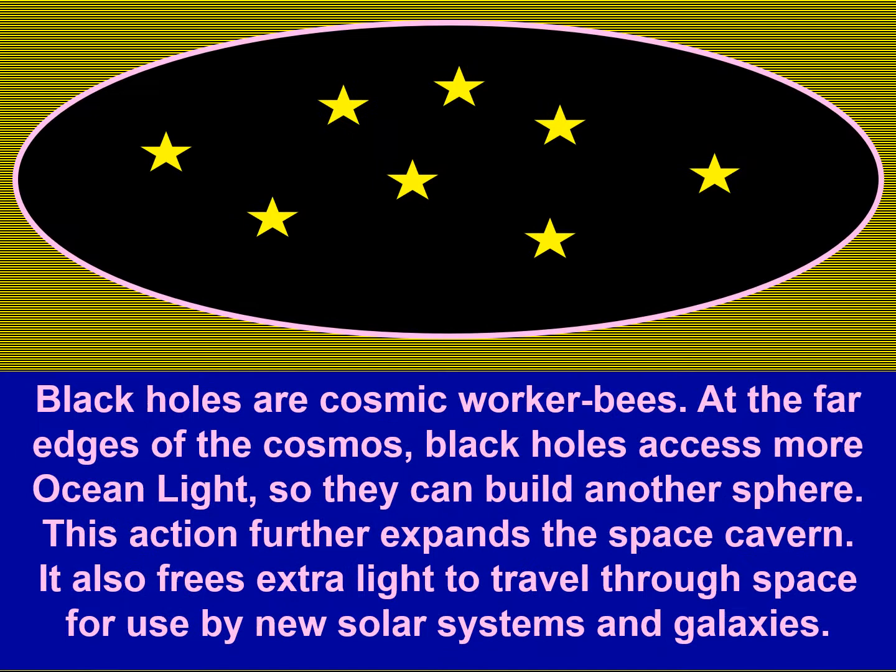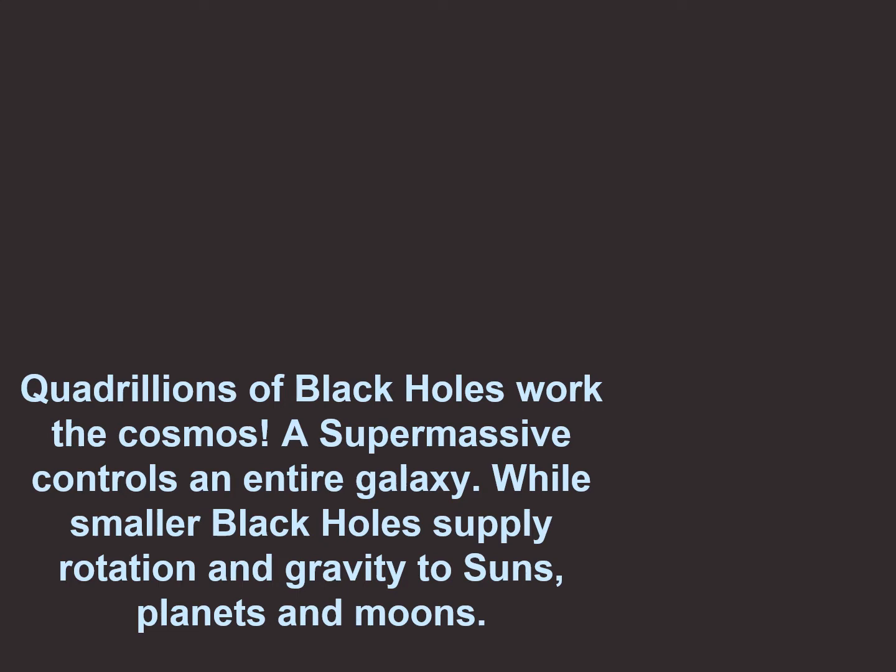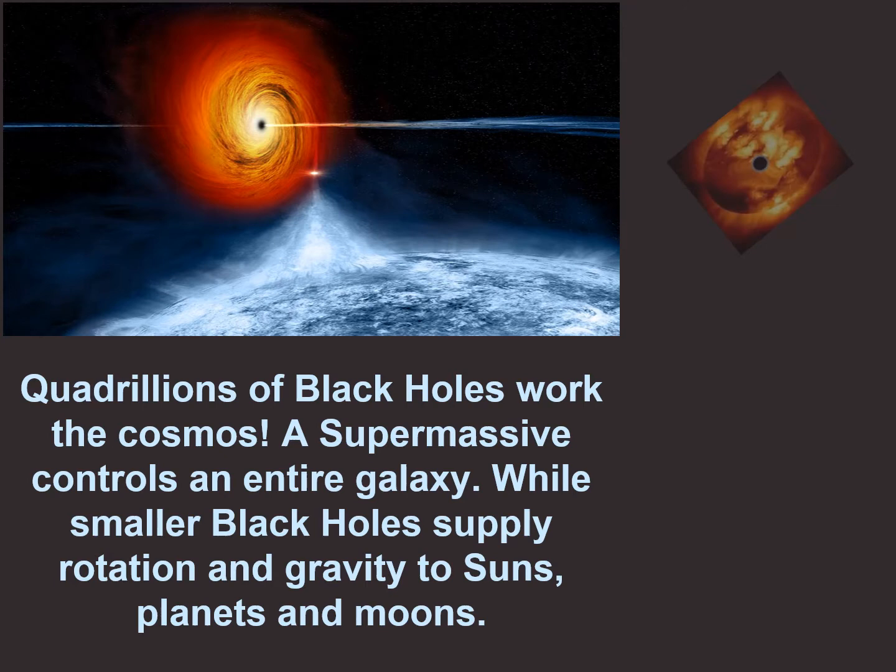Black holes are cosmic worker bees. At the far edges of the cosmos, black holes access more ocean light so they can build another sphere. This action further expands the space cavern. It also frees extra light to travel through space for use by new solar systems and galaxies. Quadrillions of black holes work the cosmos. A supermassive controls an entire galaxy, while smaller black holes supply rotation and gravity to suns, planets, and moons.